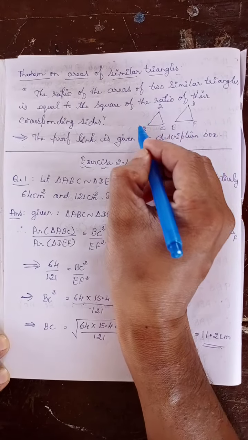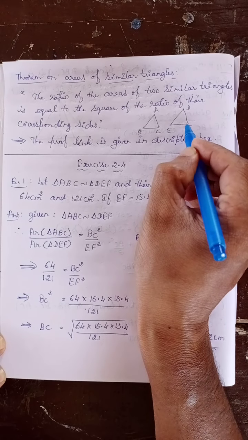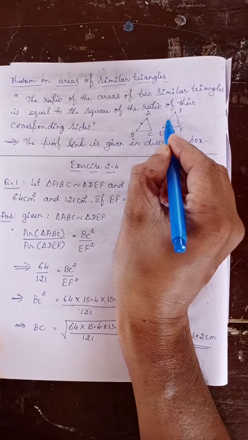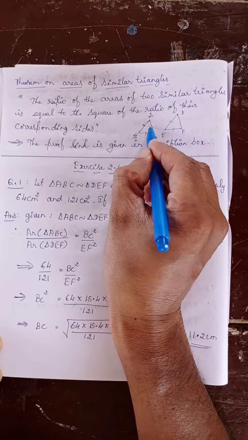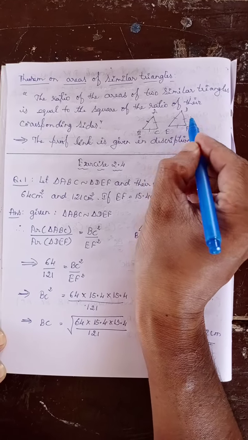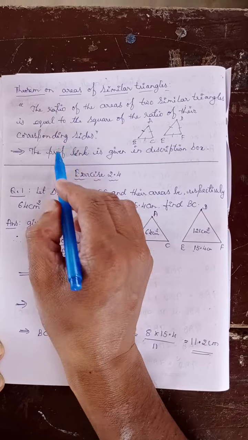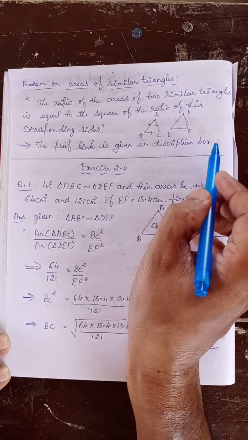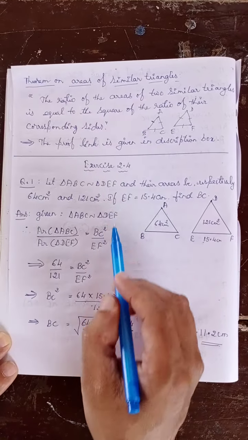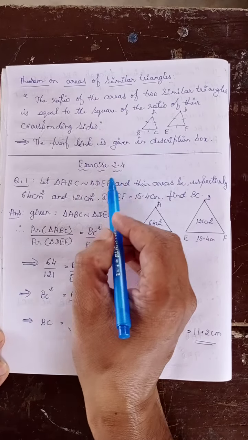We have to prove area of triangle ABC divided by area of triangle DEF is equal to AB square by DE square, is equal to BC square by EF square, is equal to AC square by DF square. So this is the theorem we have to prove. The detailed proof of this theorem's link I have given in the description box. Please go through that. Now we can solve the problems related to the areas of similar triangles.